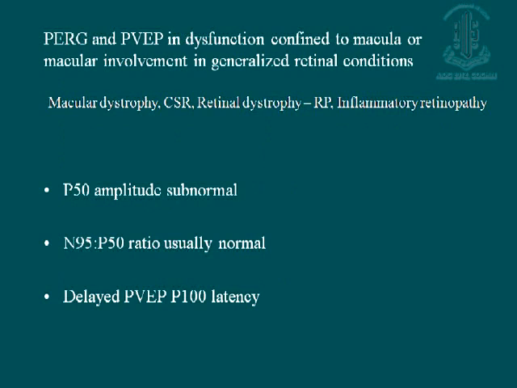Now, when you look at purely macular pathology, this can be just a macular dystrophy or a simple CSR, or a retinal pathology, a diffuse pathology like retinitis pigmentosa, or inflammatory pathology with macular involvement. What they have found is the P50 waveform amplitude is subnormal. We know that the P50 comes from the retinal side, so the P50 is abnormal. The ratio is normal, because even though the P50 is reduced, it's reduced both on this side and the other side, so the ratio remains more or less normal. VEP is abnormal. This is important to understand. Again, we'll come to this subsequently.